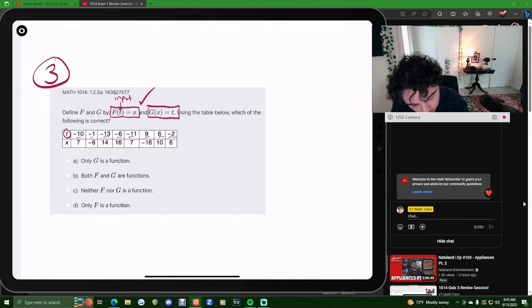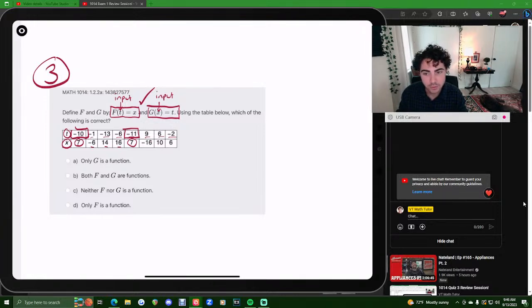We identify its input. Its input is x. And so what we're going to look for is, are any of the x values repeated? Do any of the x values repeat? Because if they do, then g will not be a function. So when we scan through, we see a 7, -6, 14, 16, 7, which we already saw at the start. There are 2 x's of 7, meaning if you input a 7, you could either get an output of -10 or you could get an output of -11.